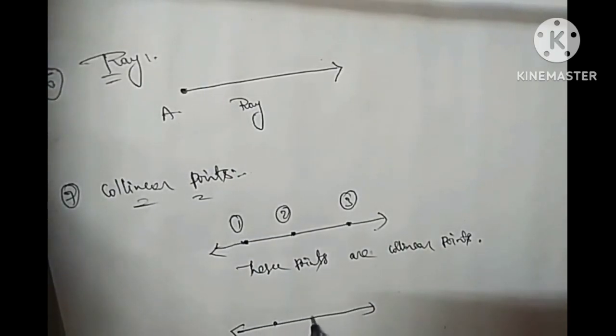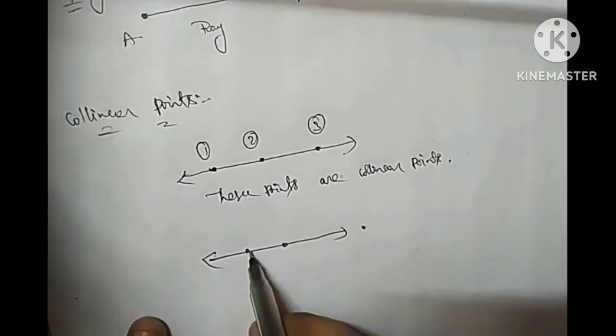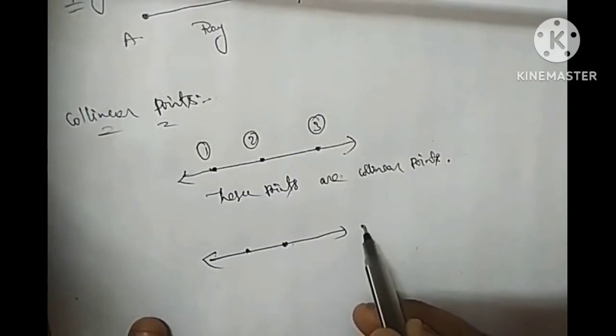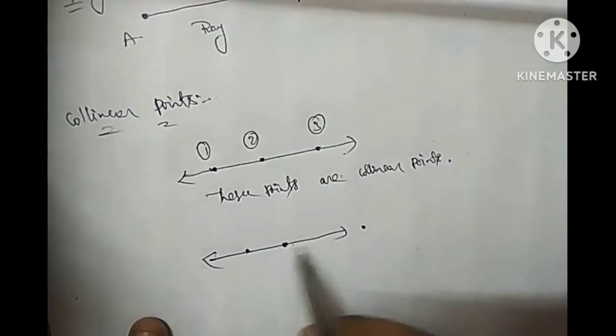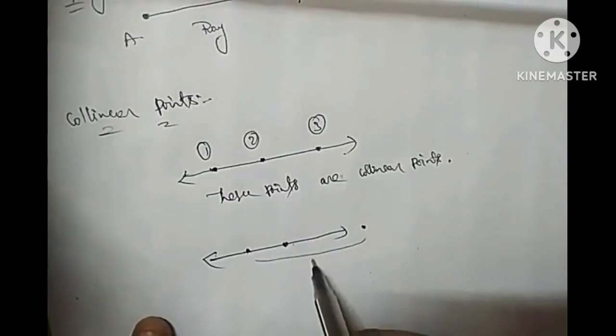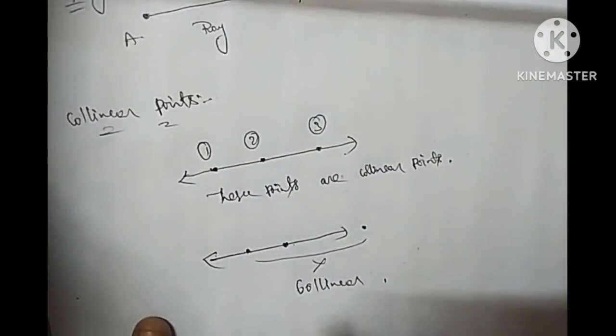Okay, if I draw like this, here is this, here is this, here. In this, two points are there on the same line, but this one is outside of the line, not on the same line. So these three points can't be collinear. Understood?